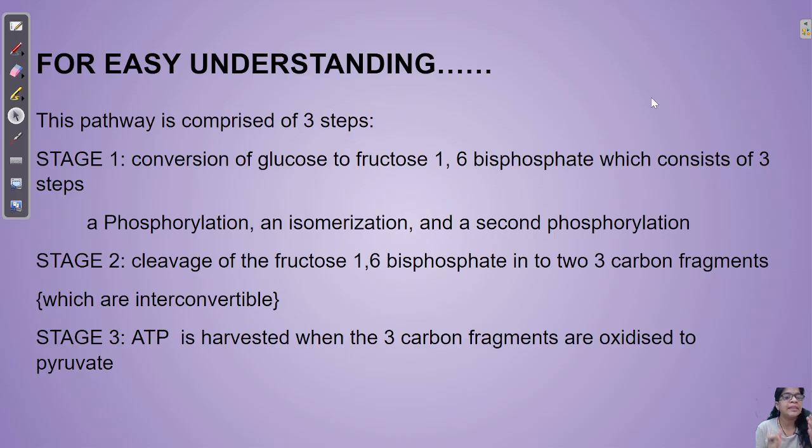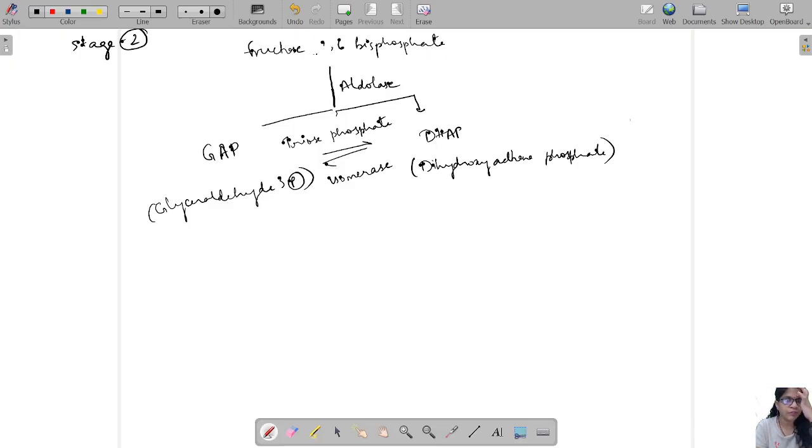What happens? The cleavage of fructose 1,6-bisphosphate into two 3-carbon compounds called dihydroxyacetone phosphate and glyceraldehyde 3-phosphate. These are the two 3-carbon compounds that are produced from the fructose 1,6-bisphosphate. See, this is the fructose 1,6-bisphosphate that I have drawn, and with the enzyme called aldolase, which catalyzes an aldol cleavage, you produce glyceraldehyde 3-phosphate and dihydroxyacetone phosphate.